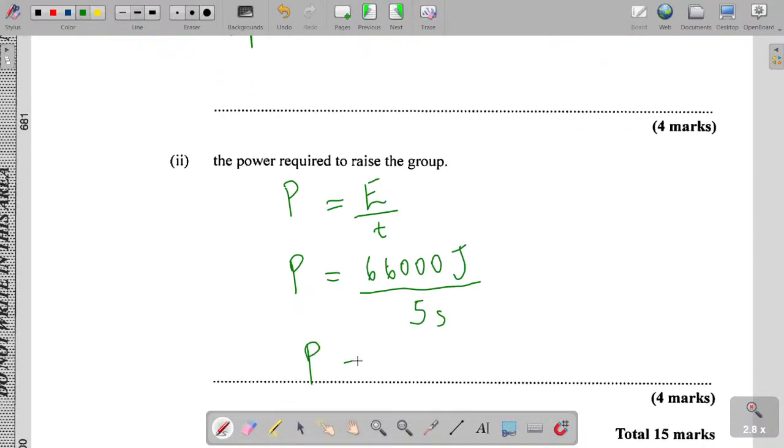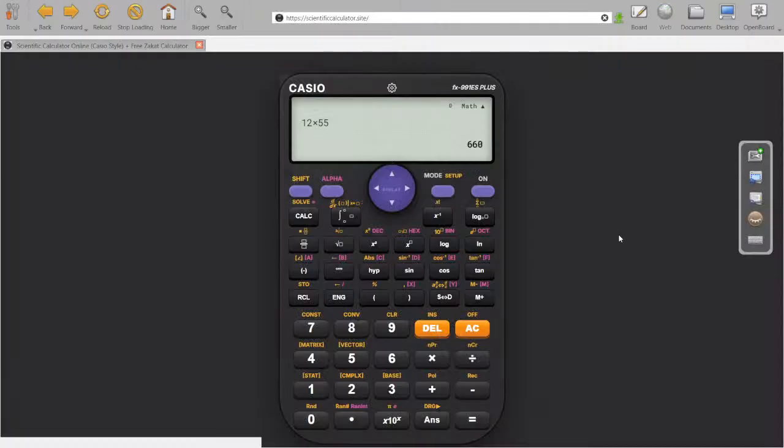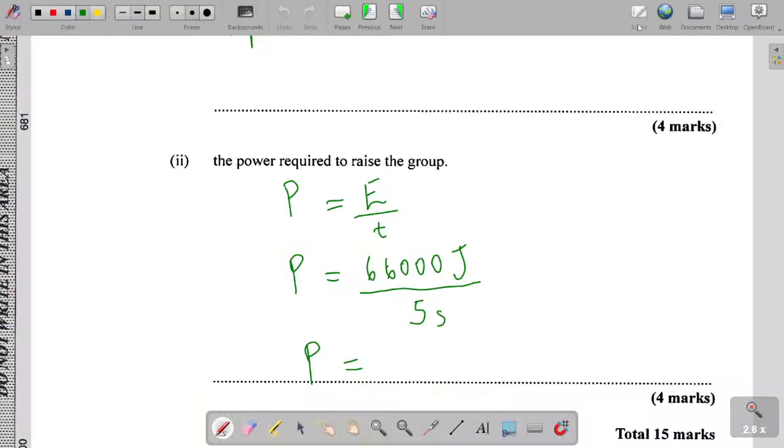So the power is going to be equal to 66,000 divided by 5. So we're going to divide that by 5, and our answer is 13,200. So 13,200 watts of power is required to lift these persons through that height of 10 meters.